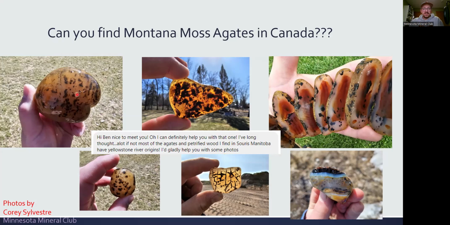But you can see here, these all have your classic sort of black manganese dendrites, and then also sometimes your iron oxides that form your browns or your oranges.